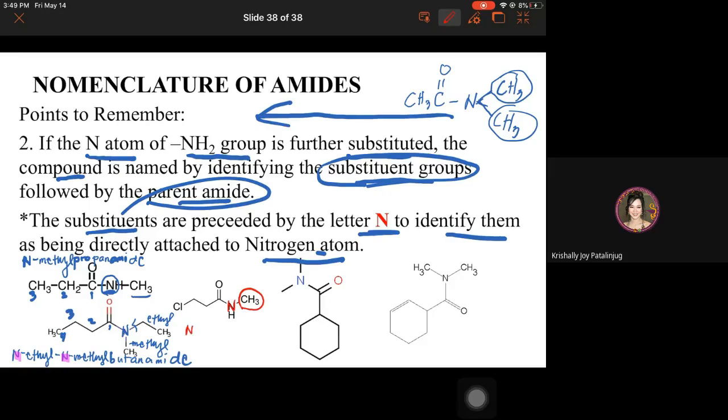Next. This one. Naay methyl naka-attach sa nitrogen. So this is N-methyl. Then, the parent amide, carbon 1, 2, 3, until dira ra. Then, naay substituent nga chloro. So, mahimo siya 3-chloro, tama? 3-chloro propanamide. Okay? Next, let's have this one. This is, ayan, methyl group naka-attach sa nitrogen.